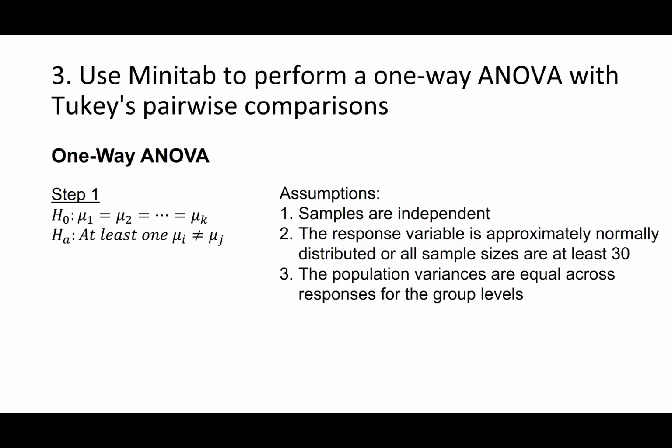And our third assumption, the population variances are equal across responses for the group levels. To check this assumption, we compare the largest sample standard deviation to the smallest sample standard deviation. The largest sample standard deviation divided by the smallest sample standard deviation should be less than or equal to 2. In other words, the largest standard deviation should not be more than twice the smallest.